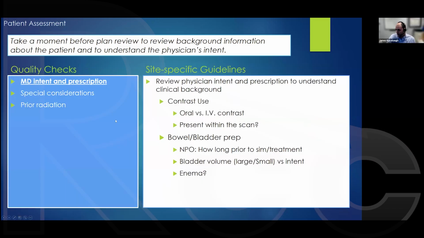All right. And then some other considerations. Are we using contrast? Is it oral contrast, in which case we're thinking about our bowel?